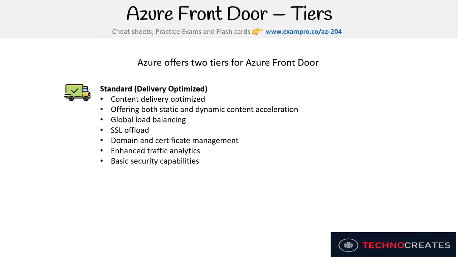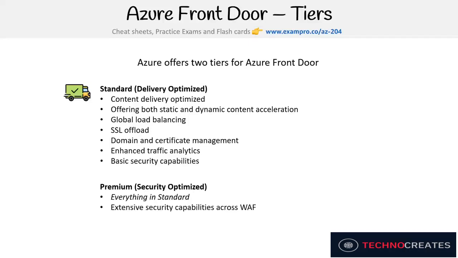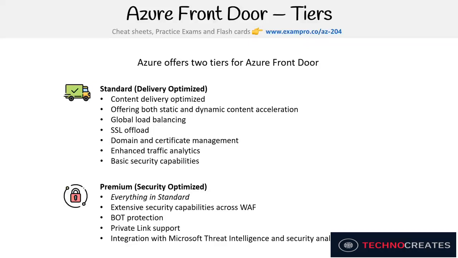And that sounds like a lot, but with premium, we get additional security optimized stuff. So we get everything we get in standard. But the idea here is we can have extensive security capabilities across our web application firewall. You can have bot protection, private link support, which I believe is for internal routing of traffic, keeping things within the Azure network, an integration with Microsoft Threat Intelligence and Security Analytics. Standard is really good for most use cases, but if you need that additional security, that's where premium is going to come into play, okay?